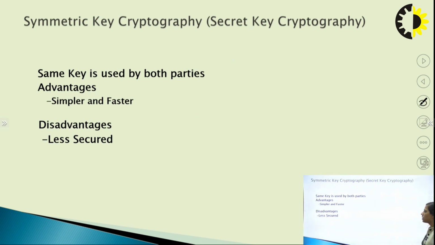What are the advantages? We are using the same key, so it is simple and faster. Whatever the process is, it will be very fast. But one of the disadvantages is that it is less secure, because if the key is lost or can be accessed by any person, that person can access the particular data.